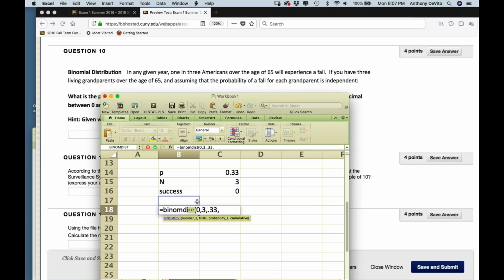So there's nothing below 0, right? So I could say false, which would just give me the probability for exactly 0 out of 3, or I could say true, it should come out to the same thing. So I'm going to say true.